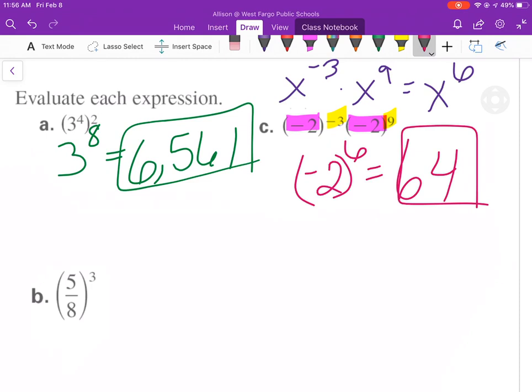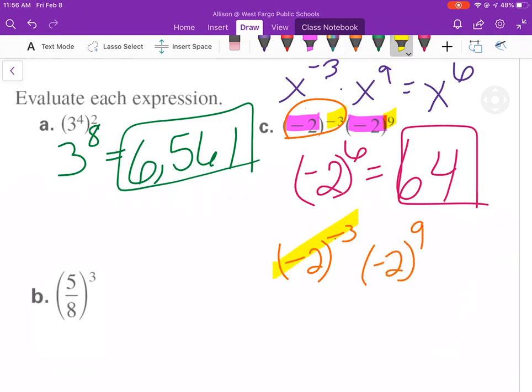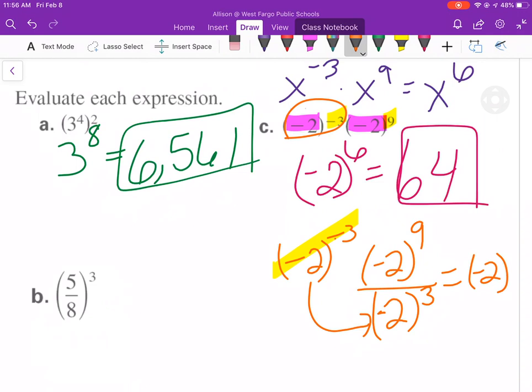There is a different way of solving this. C, if you wanted to take this negative exponent right here, you've got negative 2 to the negative 3 power times negative 2 to the 9th. You could take this negative exponent and move it to the denominator and make it negative 2 to the positive 3 power and then simplify, this time using the quotient rule, 9 minus 3, is negative 2 to the 6th. Either way, you're going to end up with the same answer. So either using the negative exponent rule and then the quotient rule, or adding the exponents right away.